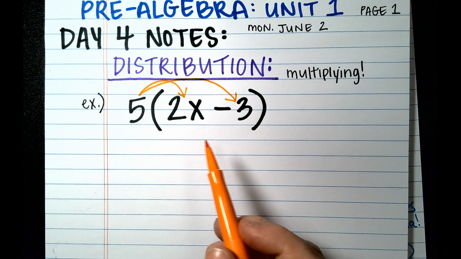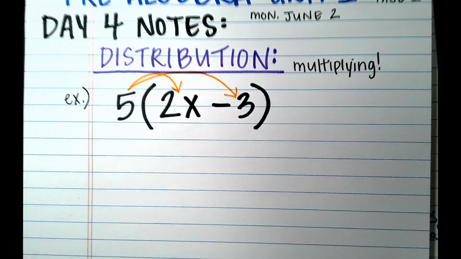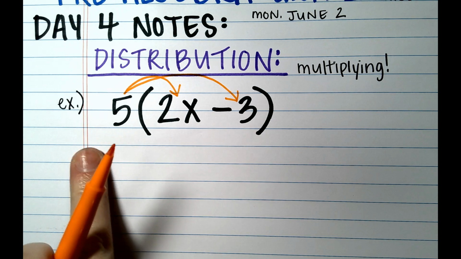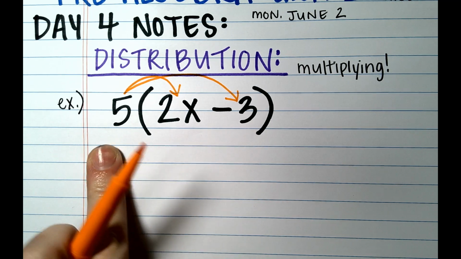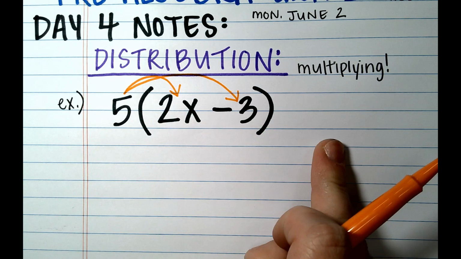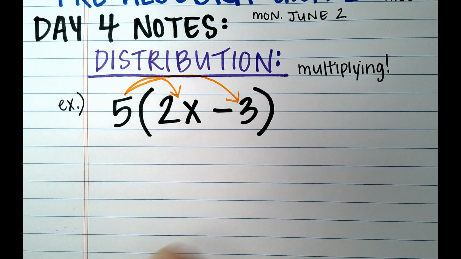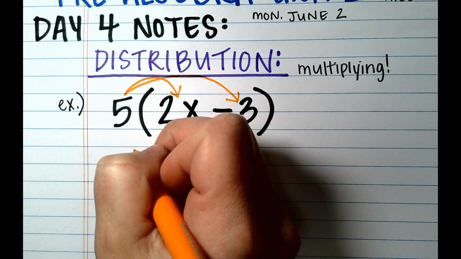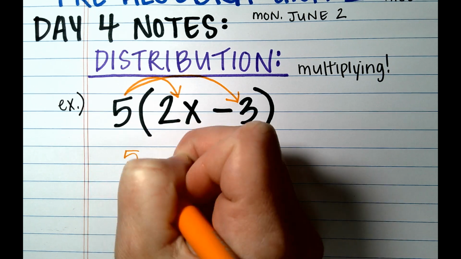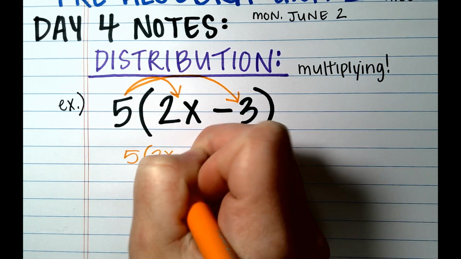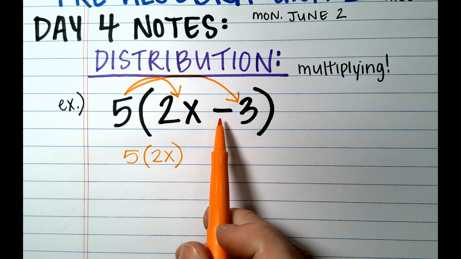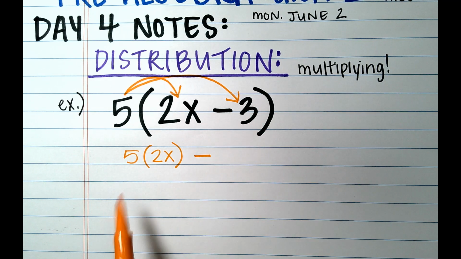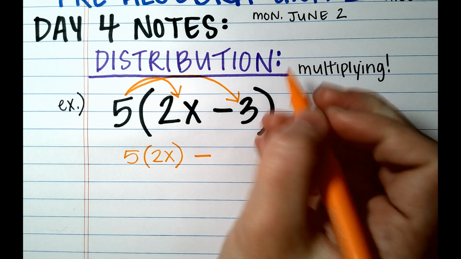And underneath that, I'm going to write out the actual breakdown of what we're doing as well. Now, as we do more of these, I usually have students ask me, do I have to write out this second step? You don't have to, but if it helps you, then do it. So 5 times 2x. I'm just going to write that here. 5 times 2x. And then I've got minus 5 times 3.